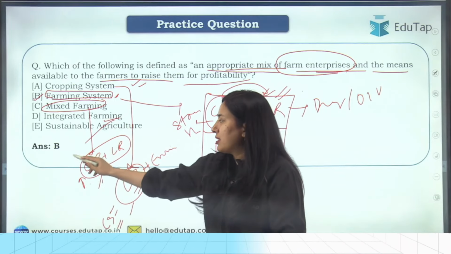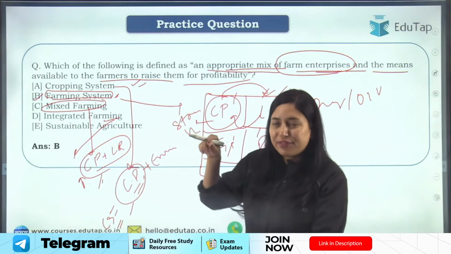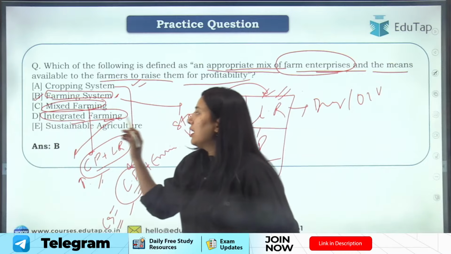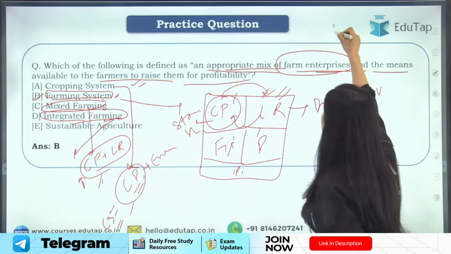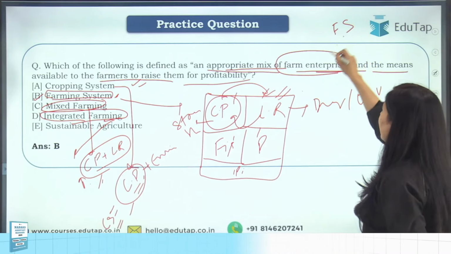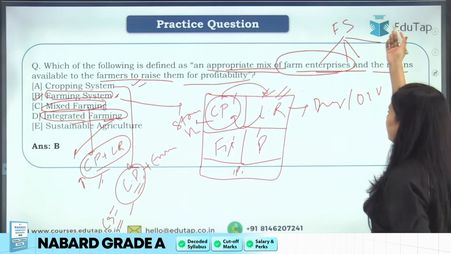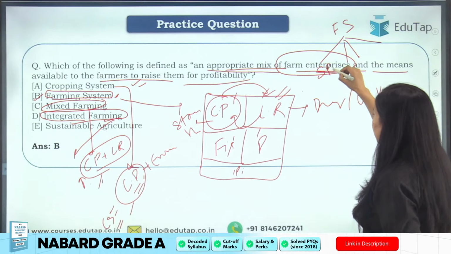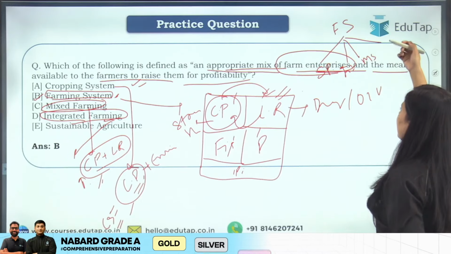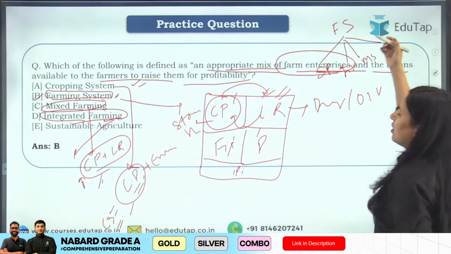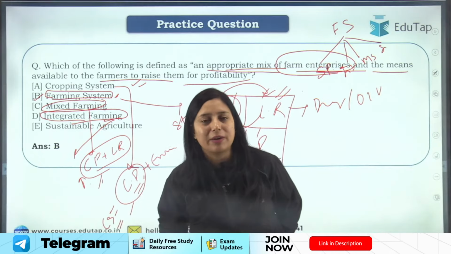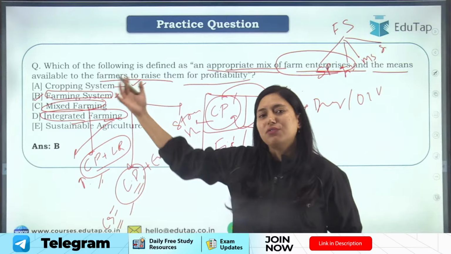Then integrated farming system. Now there is a slight difference between mixed farming and integrated farming. In integrated farming, what we are doing, see, we have one term that is farming system. Under farming system, we have different types of farming system. It can be specialized farming system, it can be integrated farming system, it can be mixed farming system, it can be subsistence farming system, traditional farming system, right? Semi-commercial farming system. There are so many different types of farming system.